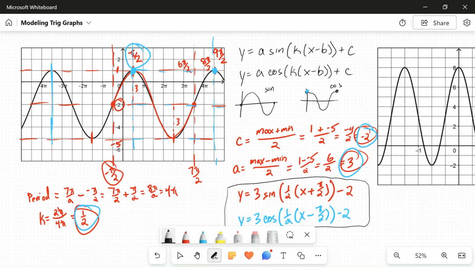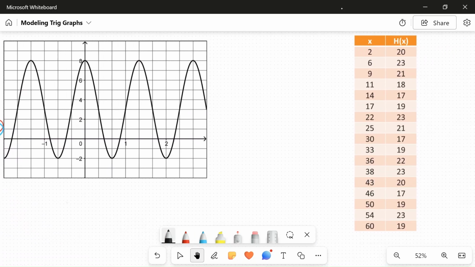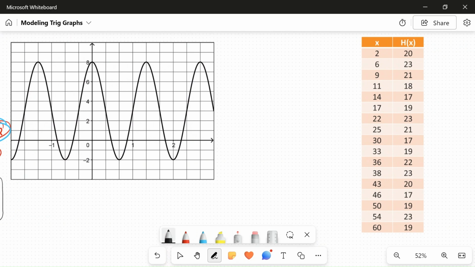Okay. All right, let's try another one. So we're going to do the same process. We're going to start by finding our maximums. With this graph, the maximum is at 8, and our minimum is at negative 2.